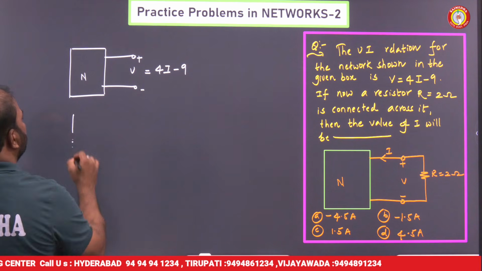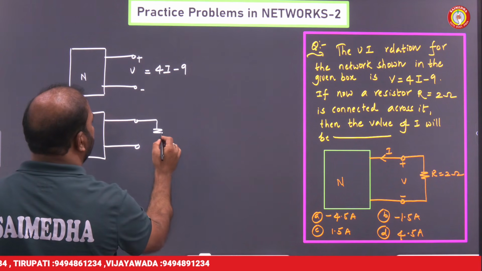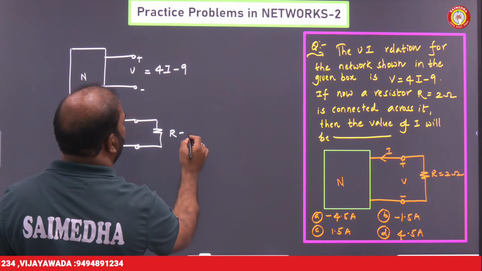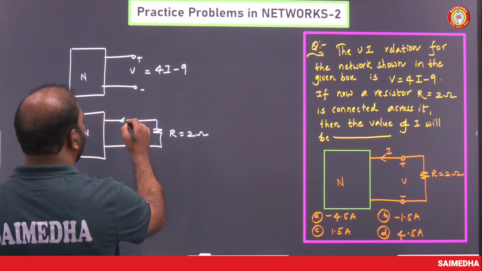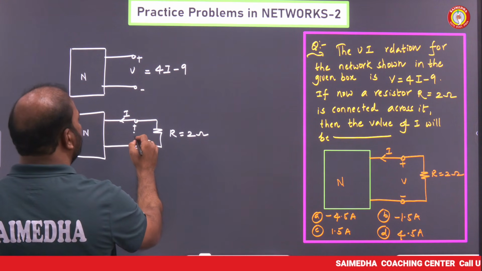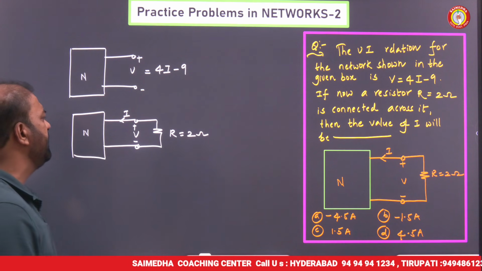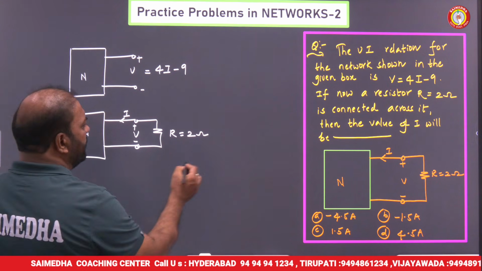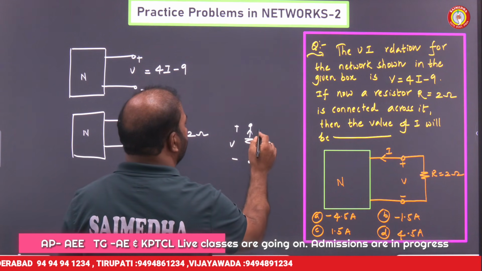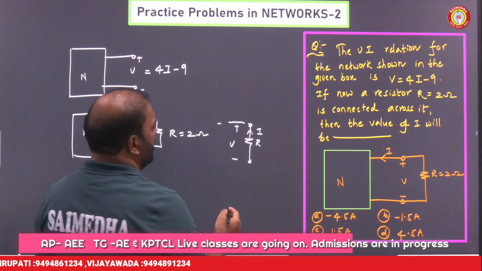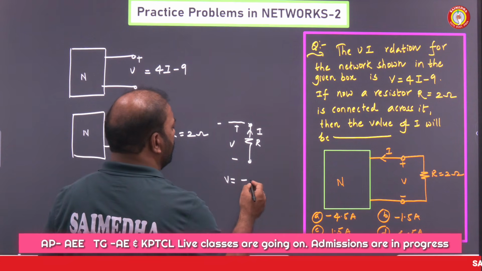and after connecting to this network, across this terminal a resistor is connected here. The value of the resistance is already mentioned here, 2 ohms, and the current flowing through it is here. We won't find any change in the voltage, the same voltage will appear here. What about the voltage that appears across this resistor? The same voltage, V, and current is flowing like this. Since the current is leaving the positive terminal, we can write V is equal to minus I into R.